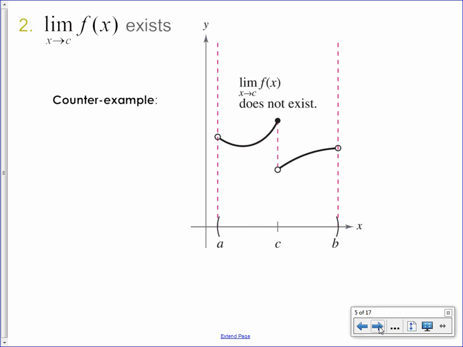Here I have a function value, but the limit doesn't exist. The limit needs to exist as x approaches c, not just from the right or left. We're talking about being continuous at one point. So right now we're talking just about point c.